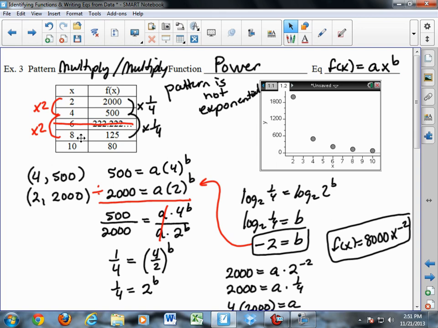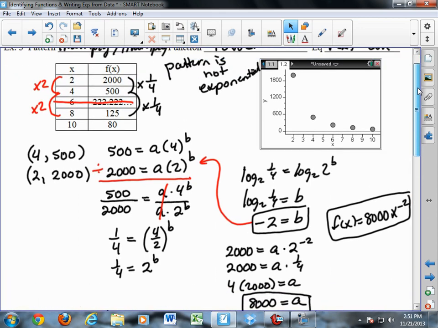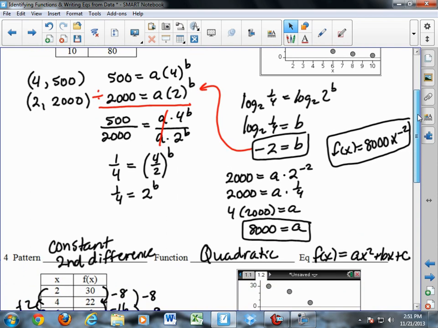Notice the power equation is very similar to the exponential equation. Instead of ab to the x, it's ax to the b. So I'm going to solve it in a very similar way. I'm going to pick 2 points, once again putting the one with a higher x value on top, substituting 500 for y and 4 for x, which is now the base. So 500 equals a times 4 to the b, 2,000 equals a times 2 to the b. Dividing the second equation by the first, or the first equation by the second, I get 500 over 2,000 equals a times 4 to the b over a times 2 to the b. The a's cancel. 4 to the b divided by 2 to the b is the same as 4 divided by 2 to the b. Same exponent, I can divide the bases. So 1/4 equals 2 to the b.